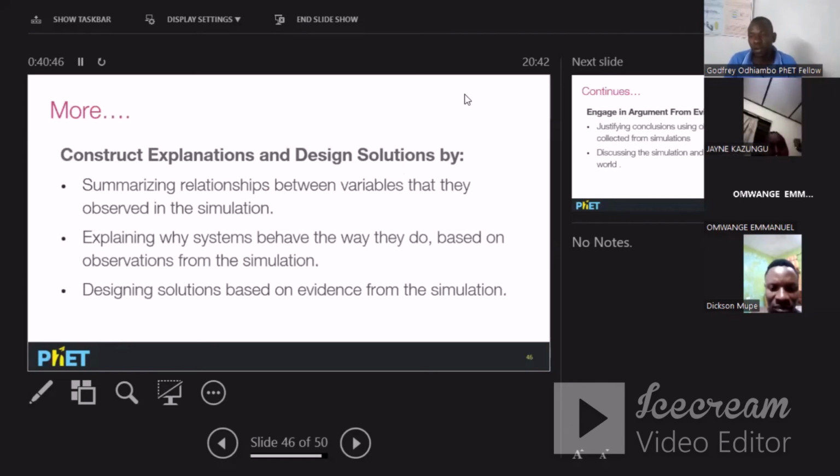So the teacher must construct explanations and design solutions by, one, summarizing relationships between variables that the students observed using the sim, explaining why the systems behave the way they do based on the observations from the simulation. So the teacher uses the simulation as evidence while doing the explanations. The teacher will also design solutions based on evidence from the sims.